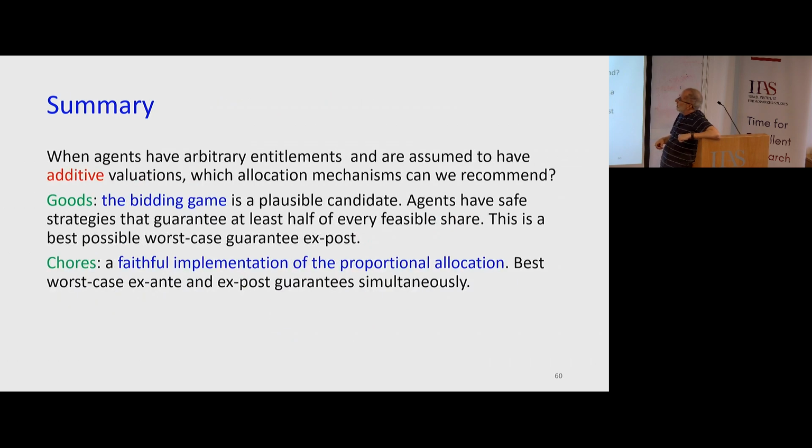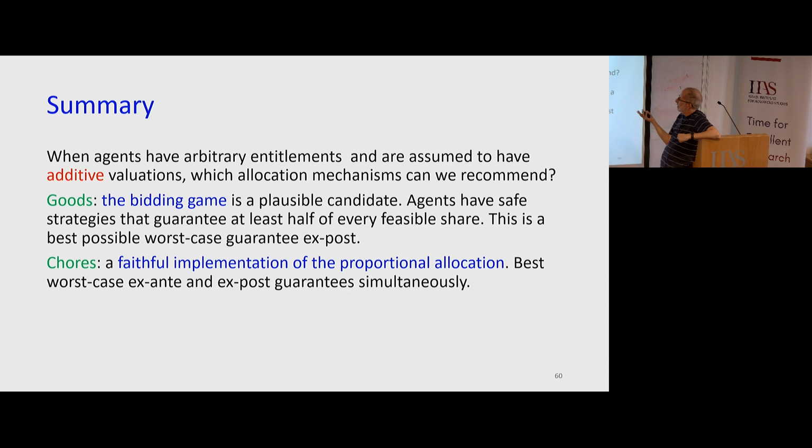So as a summary, here's a question that we can ask ourselves. When agents have arbitrary entitlements and assume to have additive valuations, which allocation mechanisms can we recommend? Part of the reason to study the questions about fairness and definitions is that at the end we want to recommend some allocation mechanisms. So what I'm saying is that the mechanisms that I showed here, you can plausibly use them.